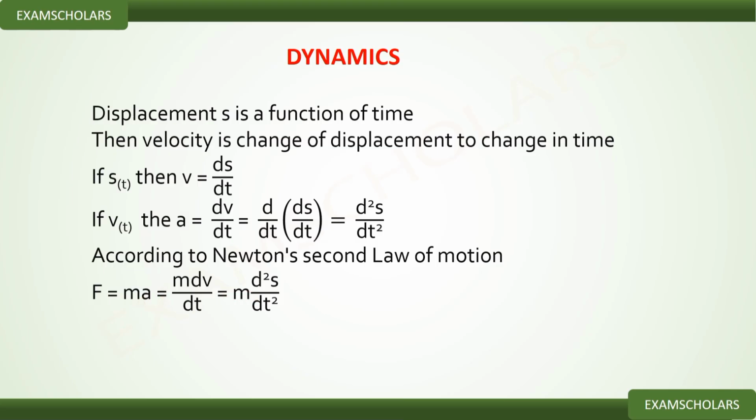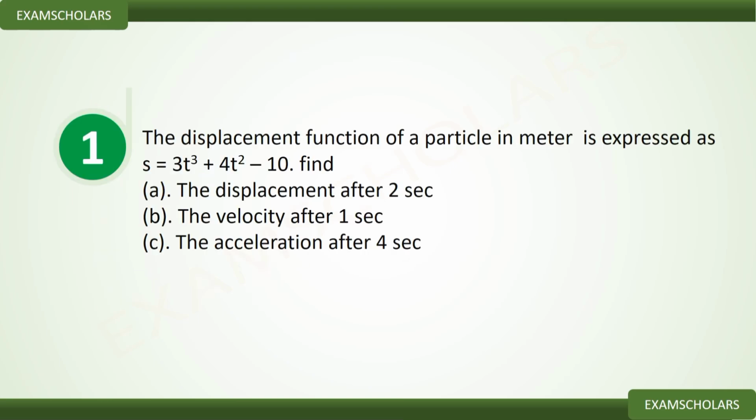Okay, now let's see how to apply all this to solve some questions very fast. The first question: the displacement function of a particle in meters is expressed as s equals 3t cubed plus 4t squared minus 10. Find A, the displacement after 2 seconds; B, the velocity after 1 second; C, the acceleration after 4 seconds.